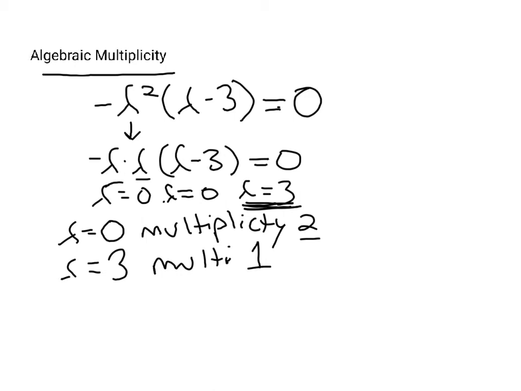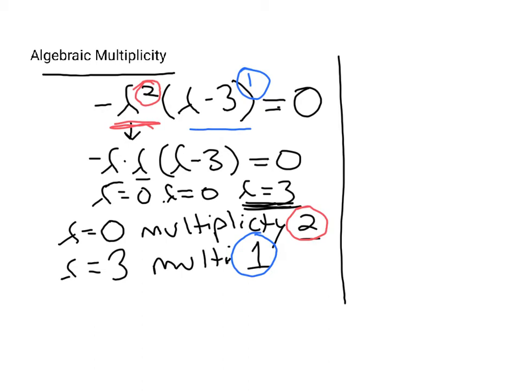The shortcut to finding algebraic multiplicity is to look at the power of the factor that gave you that particular 0. Since we got lambda equals 0 as a solution from this factor here, and it's to the second power, you could jump right to multiplicity 2 here. And since we got lambda equals 3 as a solution from this factor, which has the first power on it, then lambda equals 3 is a 0 of multiplicity 1.